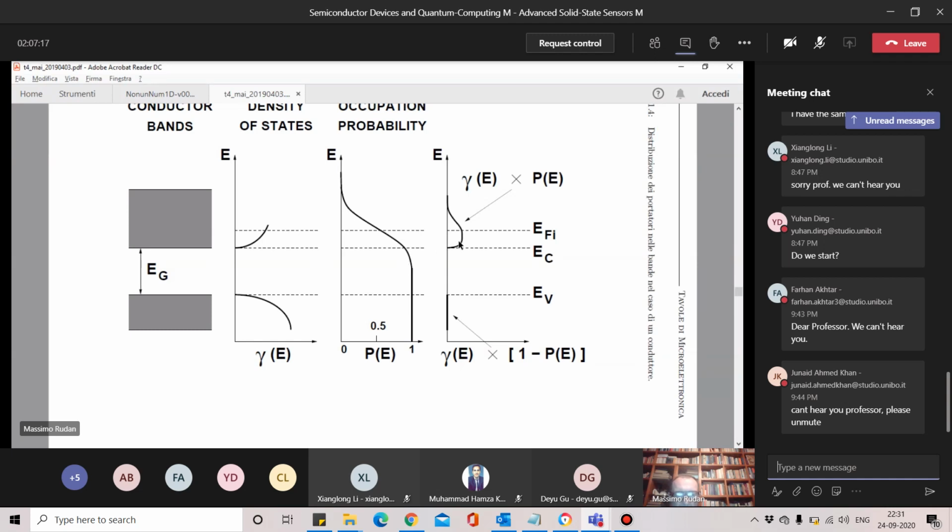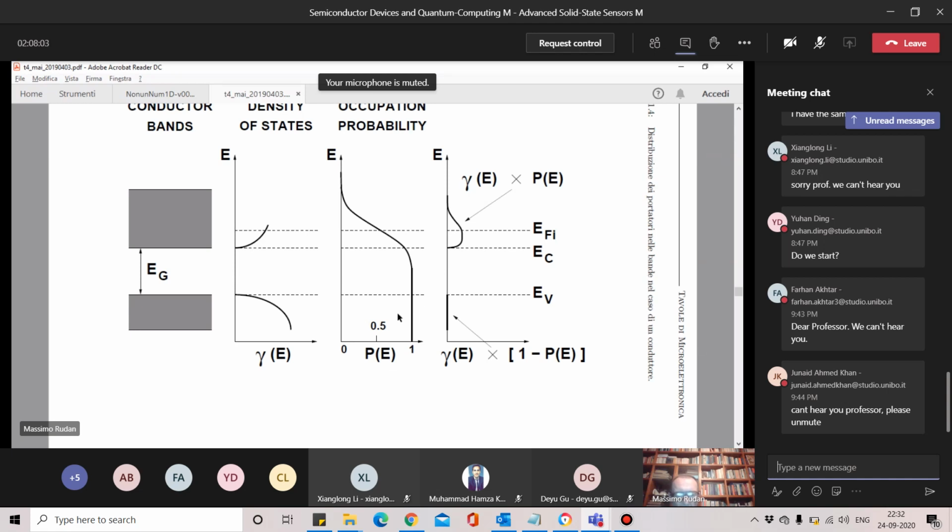Then the product, this line, becomes larger because the density of states becomes larger, but then the Fermi statistics goes to 0 exponentially. So the product also goes to 0 exponentially. When we integrate over energy, we simply obtain the area subtended by this curve. That area, the area of gamma P, is the concentration of the electrons of the conduction band.